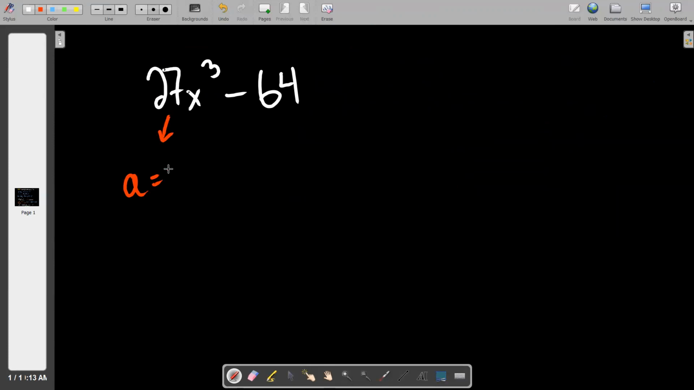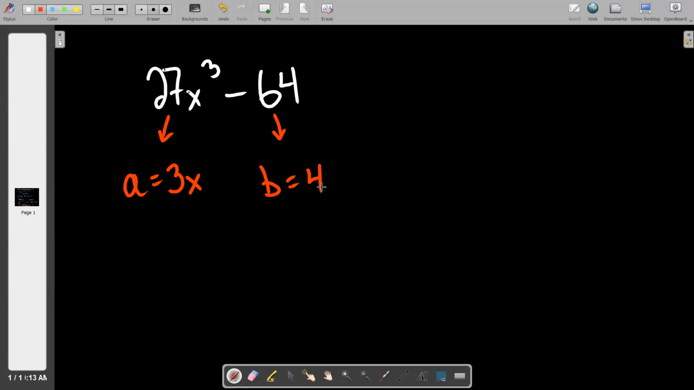Let's do another problem. This one, as you probably would guess, is going to be a difference of cubes. So 27x cubed minus 64. What is a? 3x. Remember when it's a multi-part term like that, you have to cube root both the number part as well as the variable part. So 3x is the cube root of 27x cubed. And what is b? It is just 4.